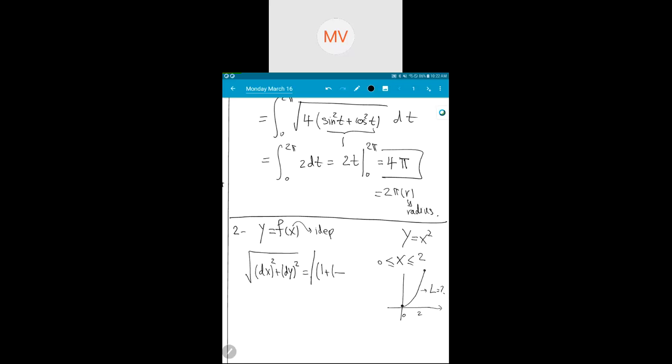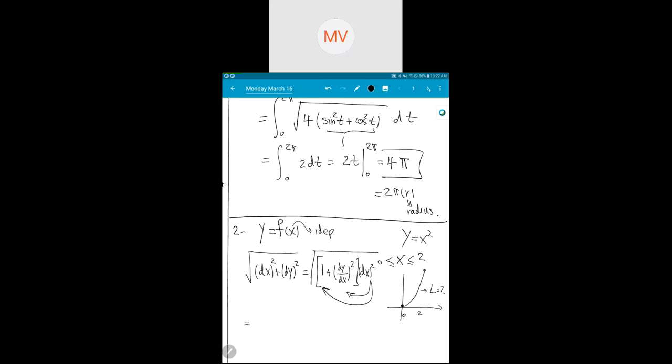Let me do a bracket underneath. So bracket 1 plus, if you pull out dx squared, you get a dy over dx squared underneath. Do you guys agree with that? In fact, if you distribute dx squared on these two terms, you get the same expression back. Okay.